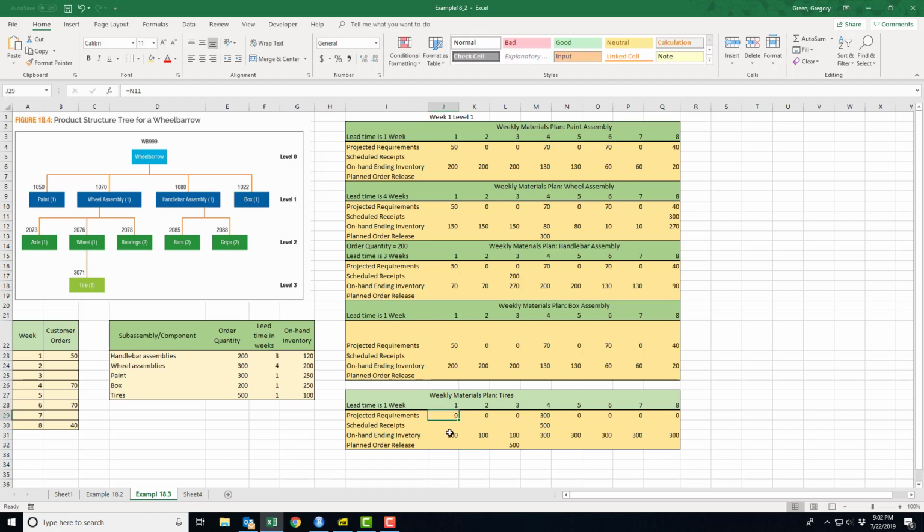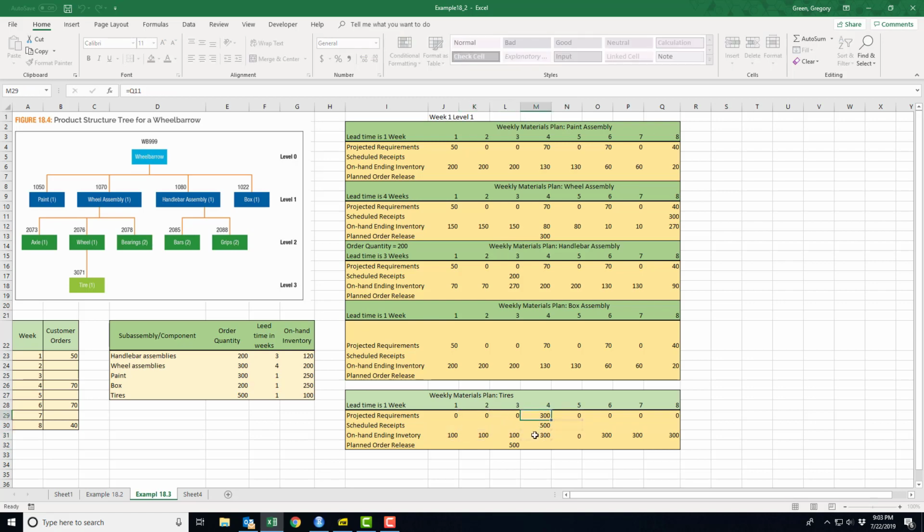So the direct demand is 0 in week 1. My inventory is 100, which I probably should finish writing this. 100 minus 0, minus 0, plus the scheduled receipt. And then this week, okay, I have it right for that week. And then beyond.